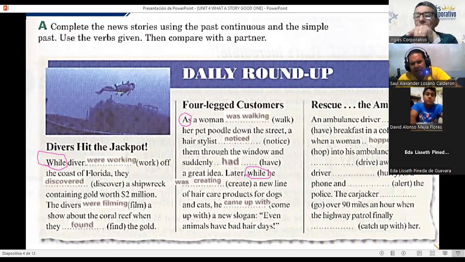Why do you use past continuous in this sentence? Because "when" is in the same position as in the example sentence. So it was connecting the two ideas. That's why you know that it says when a woman hopped into the ambulance and drove away. Yes. The driver.